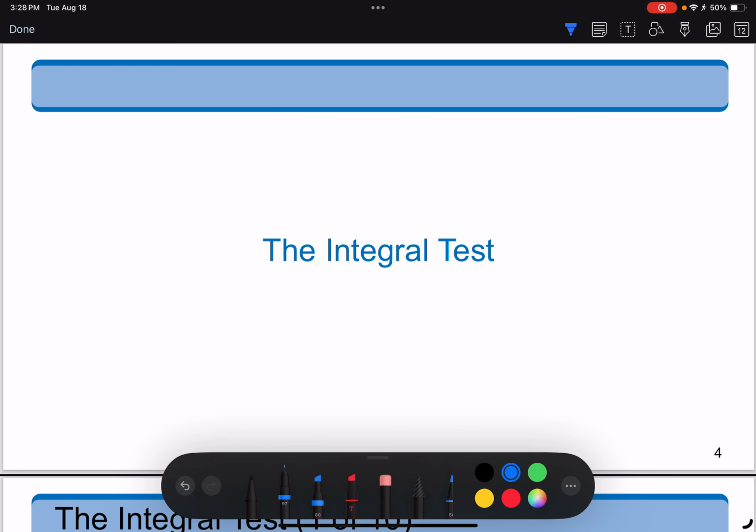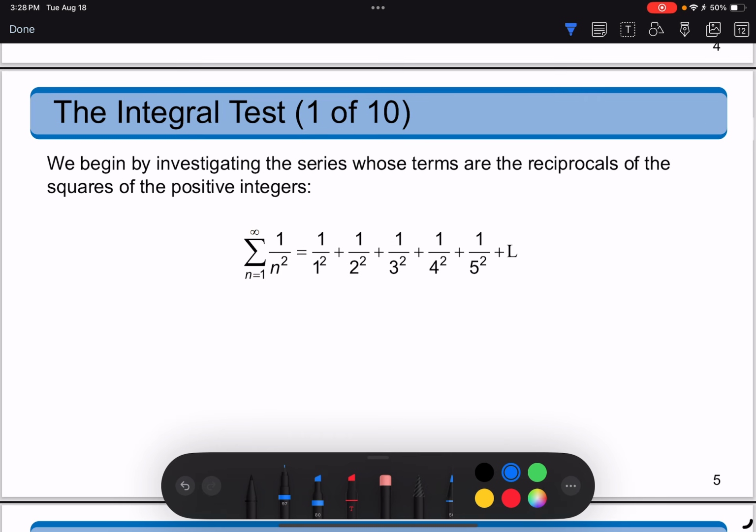So now let us consider the integral test. We begin by investigating the series whose terms are the reciprocals of squares of positive integers. So that is the reciprocal, 1 over n squared. So we start with 1 over 1 squared plus 1 over 2 squared plus 1 over 3 squared plus 1 over 4 squared and so on.